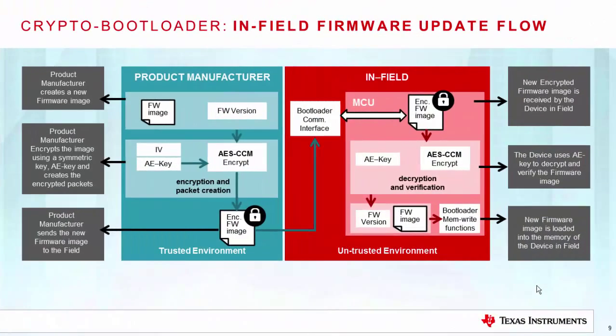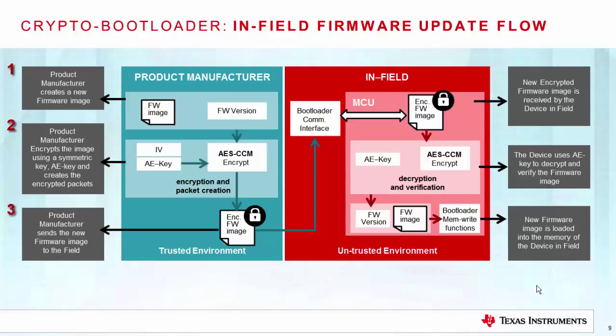The following are the steps involved in the creation of a secure firmware image with Crypto Bootloader. Step 1. The product manufacturer creates a new firmware image in a trusted environment. Step 2. The product manufacturer encrypts the image and creates an authentication tag making use of AES-CCM. During this step, metadata, such as the firmware version, is also included during packet creation.